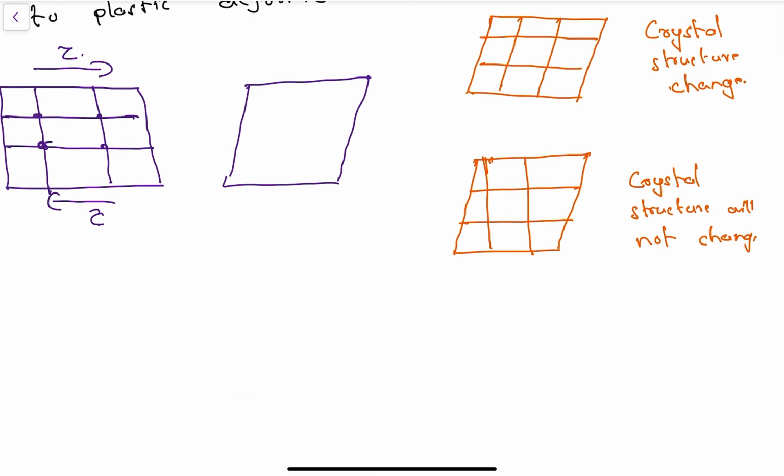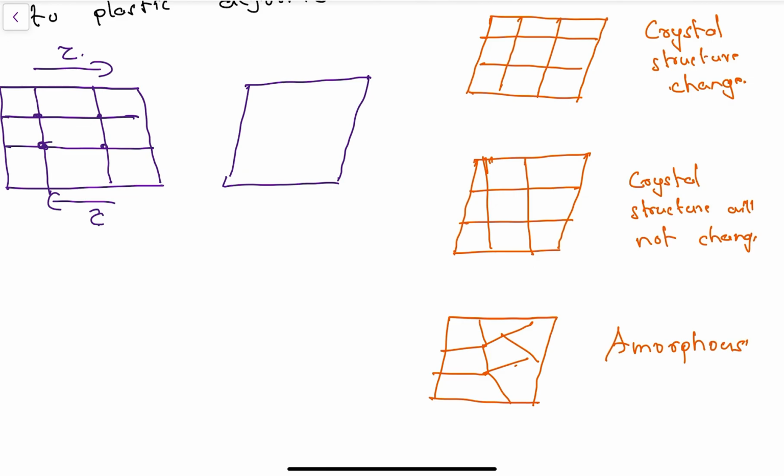And another possibility is that this will become amorphous. I mean, its crystal structure completely gets damaged and it will become amorphous. So these are the three possibilities, that the material becomes amorphous just like glass. All the crystalline properties are lost, right?